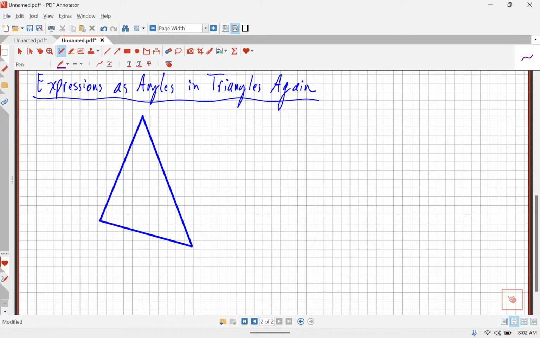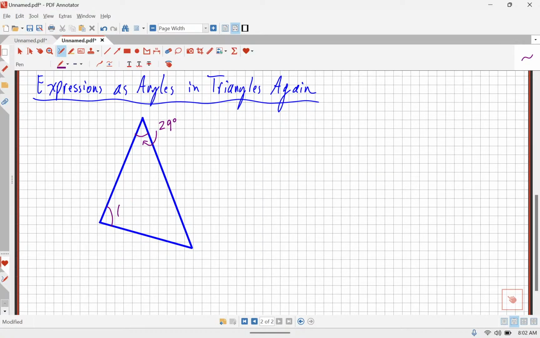We were looking at a triangle. That angle was 29 degrees. That angle was 2t plus 9 degrees. And that angle was 82 minus t degrees. If you already have this in your notes, you don't have to draw it a second time. But if you don't have it there for whatever reason, go ahead and draw that for me.